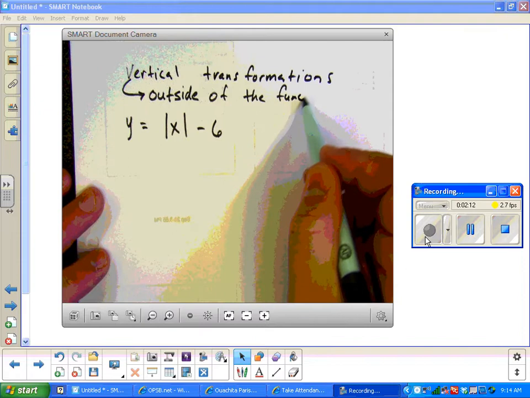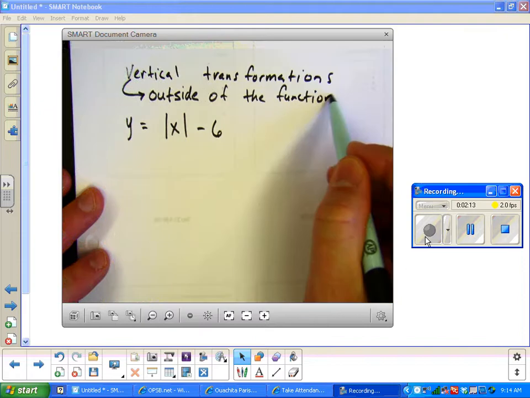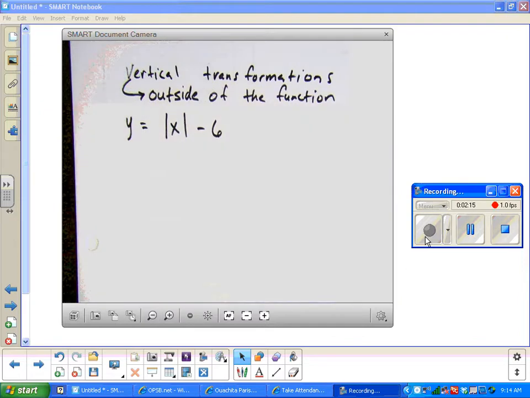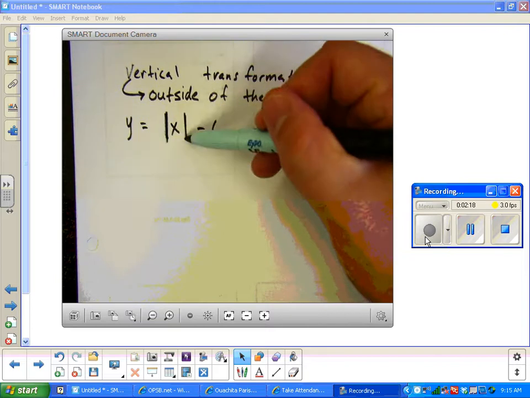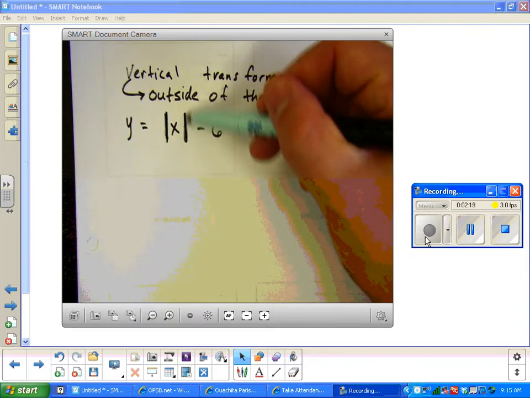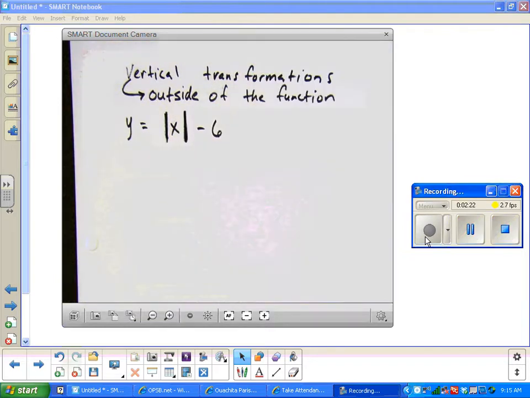Okay, so notice the minus 6 is outside of the absolute value. So that means it's going to affect the graph vertically. Anything on the outside of the function affects the graph vertically, and that's all we're going to talk about today, is just vertical. How is it going to mess up with the graph vertically?